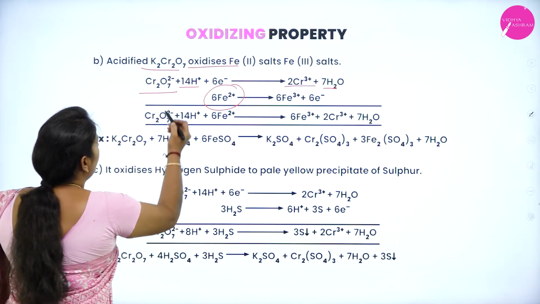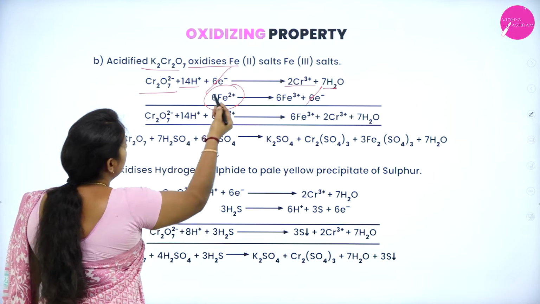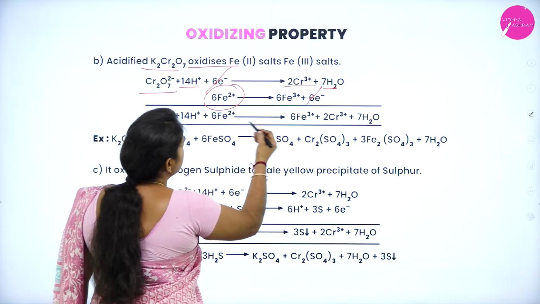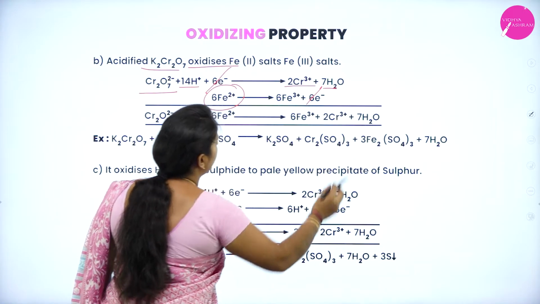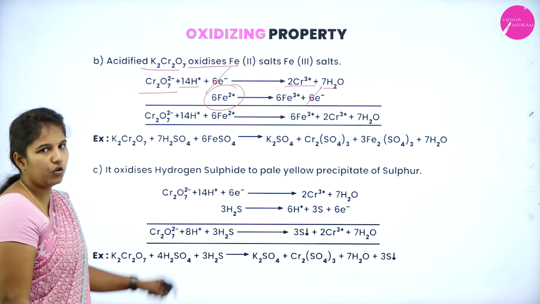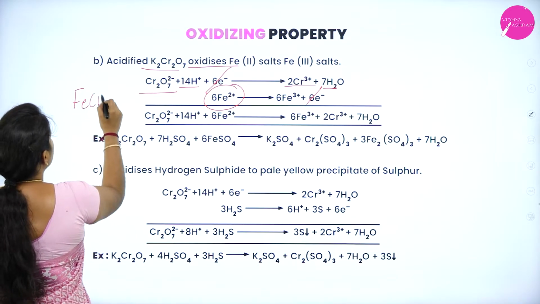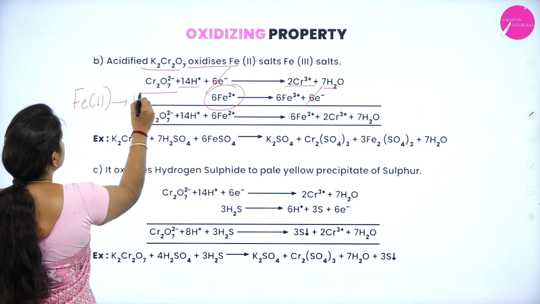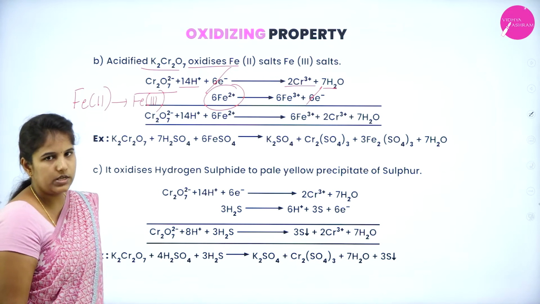Cr2O7 2-, 14H+, 6 electrons, and the 6 electrons will get cancelled out to give 6Fe2+, here it is 2, 6Fe3+ plus 2Cr3+ plus 7H2O. This indicates that the iron from the plus 2 oxidation state gets oxidized to the plus 3 oxidation state.